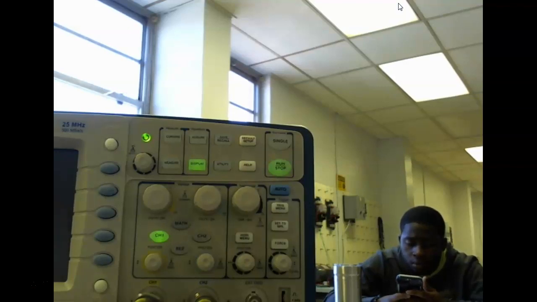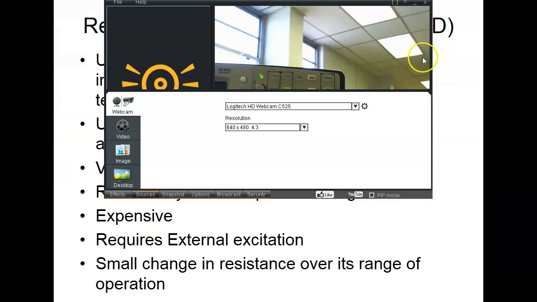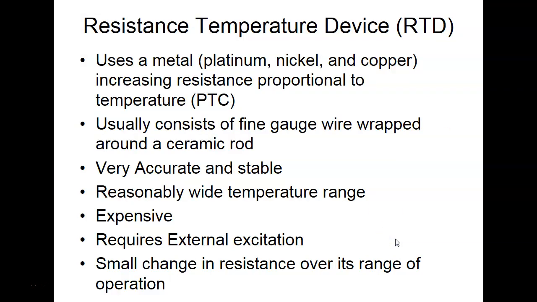So these are positive temperature coefficient devices, which means their resistance goes up when the temperature goes up, right? They consist of fine gauge wire wrapped around a ceramic rod, very accurate and stable, with a reasonably wide temperature range. These are expensive because they have a lot of wire, right? Thermocouples only have two. Thermocouples actually excite themselves. These require external excitation, with a small change in resistance over their range of operation.